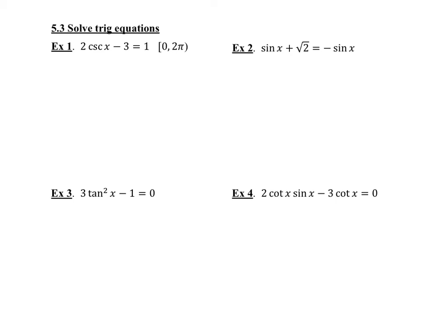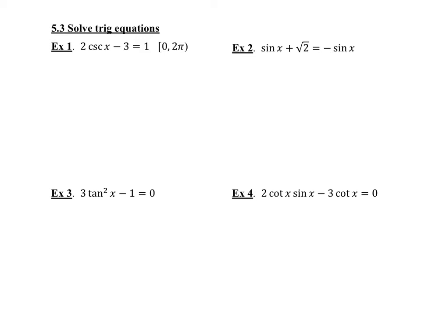Okay, in section 5.3, we are going to solve trig equations, which we started doing in chapter 4 on a kind of basic level. For the first example, it's very similar to what we did in chapter 4, except we do need to isolate the trig function first. I'm going to try to isolate the cosecant, and then solve for the domain of 0 to 2 pi.